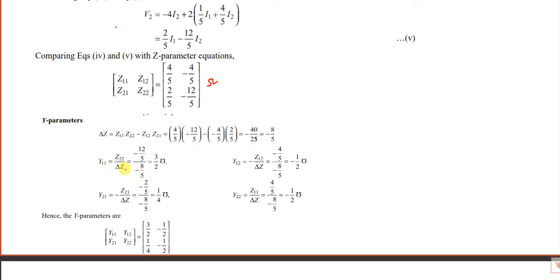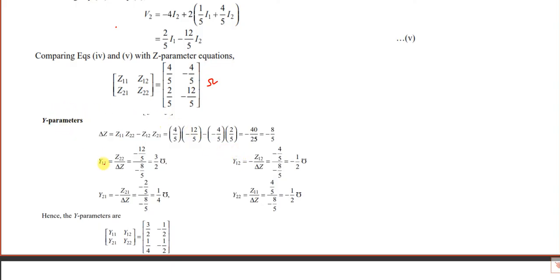And Y11 is Z22 by delta Z. Z22 is here, delta Z is this. You'll get 3 by 2. Y12 is minus Z12 by delta Z. Z12 is this, delta Z is this. Y21 is minus Z21 by delta Z. Z21 is 2 by 5. Minus 2 by 5 over minus 8 by 5, the minus signs cancel, the 5 cancels, 2 by 8 is 1 by 4. And Y22 is Z11 by delta Z.